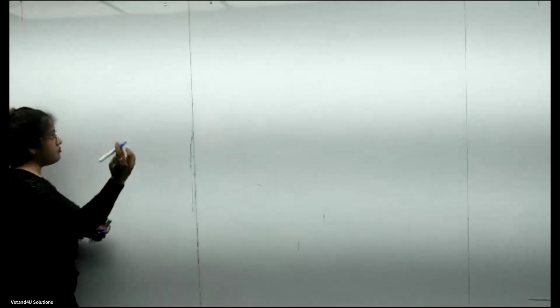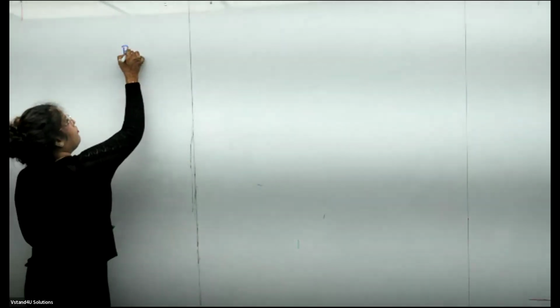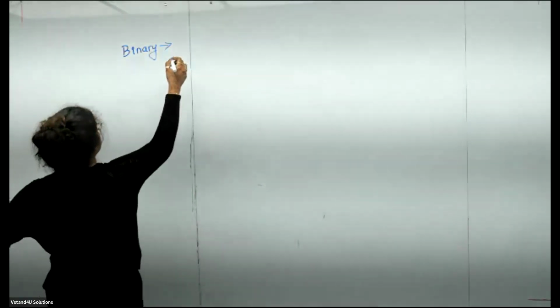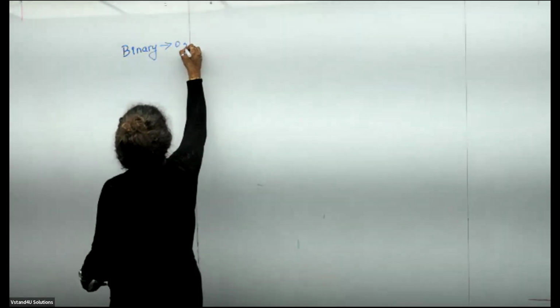How to calculate hexadecimal value. Now, you people tell me, what do you mean by binary numbers? Binary numbers are the numbers which range from 0 to 1.